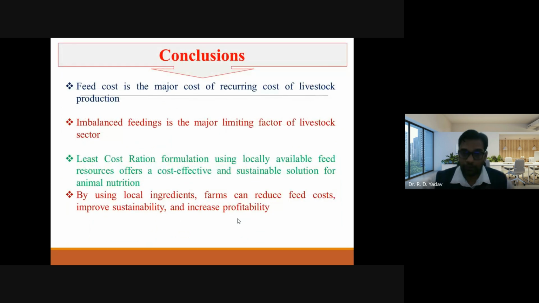So this is all about what we have discussed about the least cost ration, and so comes the conclusion. The feed cost is the major recurring cost of livestock production. Imbalance feeding is the major limiting factor for the livestock sector. Least cost ration formulation using locally available feed resources offers a cost-effective and sustainable solution for animal nutrition. By using local ingredients, farms can reduce the cost, improve sustainability, and increase profitability.